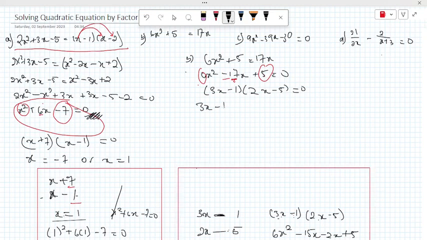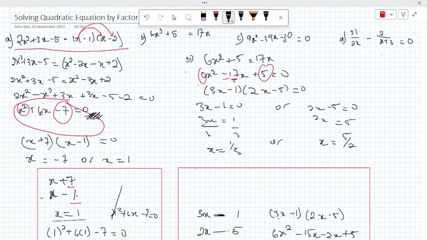It's gonna be 3x minus 1 equals 0, or 2x minus 5 equals 0. Then 3x equals 1, and you divide by 3 because you're looking for the value of x. So x equals 1/3, or x equals what? Here, 2x equals 5, because it's minus 5. When it jumps the equal sign, it's gonna be positive. So x equals 5/2. This is our answer.